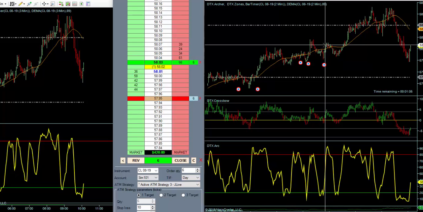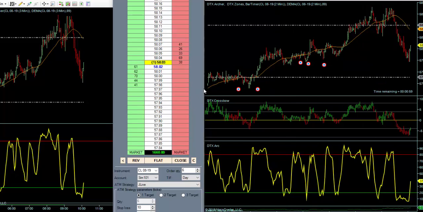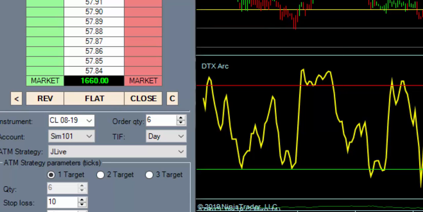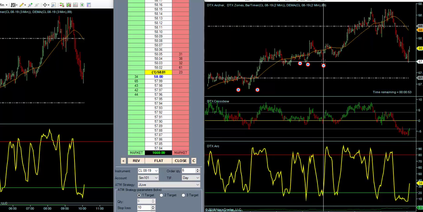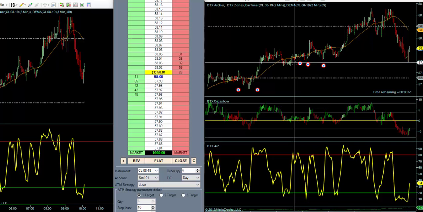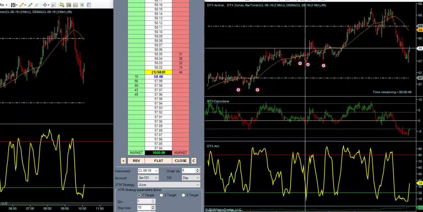6 times 8 is 48 times 10 is 480 plus the 1180, so something close to 1200. Oh, there it is. So we're up 1660 on the day. We have the oil report coming out pretty soon, so I think we're just going to take it easy. We're looking at these support and resistance levels right here, and those are the targets we use.